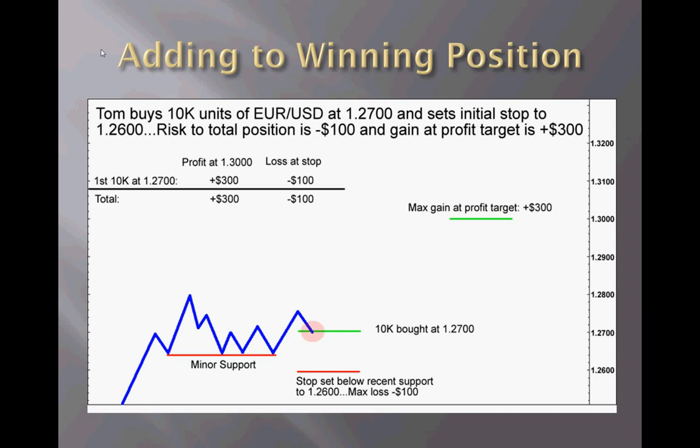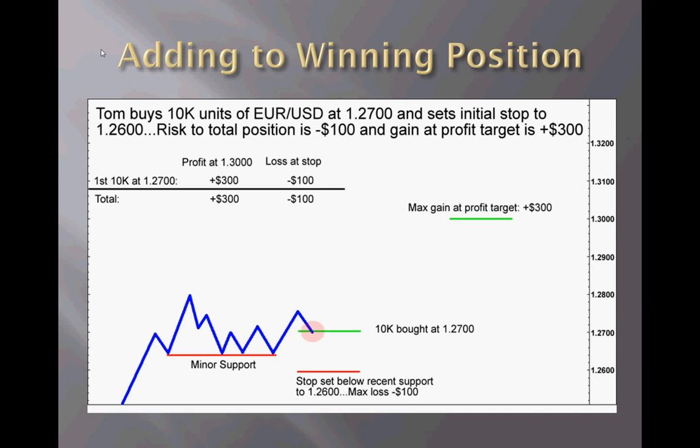Tom buys 10,000 units of euro-dollar at 1.27 and sets a stop at 1.26. With a 100 pip stop and 300 pip profit target, his risk to reward ratio is 1-to-3. That's pretty awesome. He usually only risks 2% of his account per trade, but this time he's really confident with his trades, and with the great risk-to-reward ratio, he decides he will add more if the market moves in his favor. He decides that he'll add more every 100 pips and trail his stop by 100 pips.